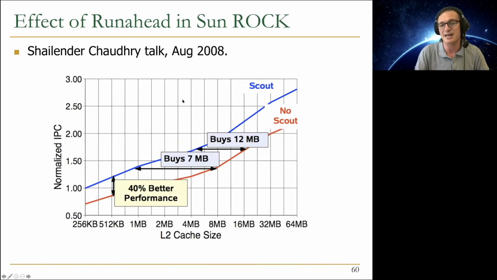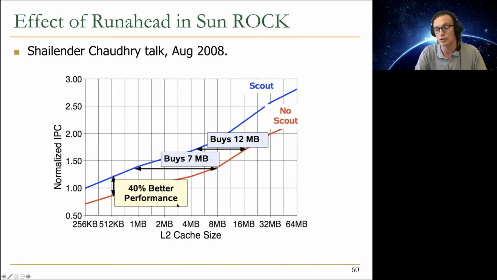And this is a graph from Sun. I already explained this basically. They were inspired by the idea. They implemented it in their Rock processor and called it Scout execution. But the idea is essentially Runahead execution with some bells and whistles here and there. They showed very similar performance results. This was an in-order execution machine, and they validated our performance results on their machine, showing 40% better performance.